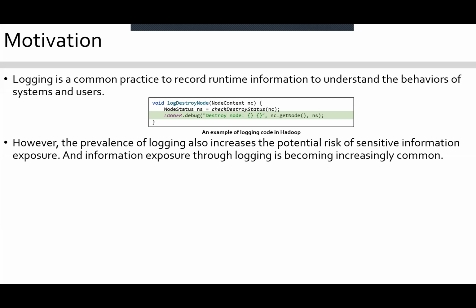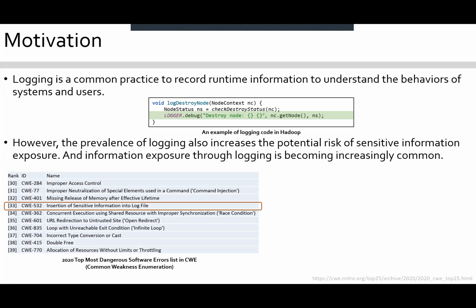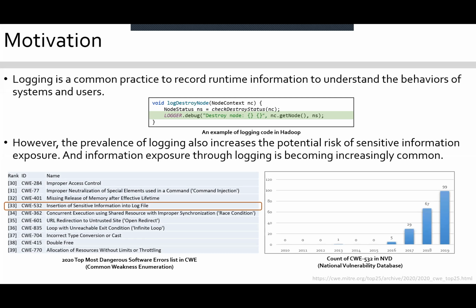However, the prevalence of logging also increases the potential risk of sensitive information exposure. According to the top most dangerous software errors list this year, sensitive information exposure takes the 33rd place. We also count the number of such vulnerabilities in the National Vulnerability Database, and this figure shows the result. We can see that such vulnerabilities are becoming increasingly common.